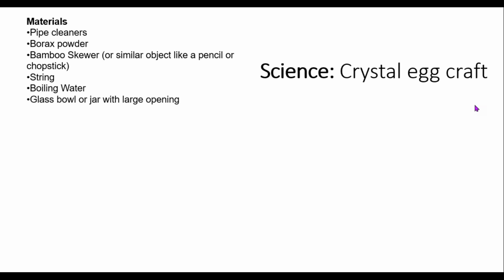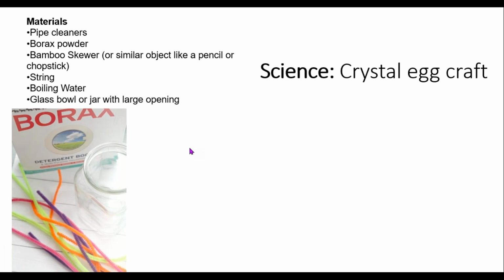You will also need a bamboo skewer or any kind of skewer. You can also use a pencil or whatever you have there. You will also need steaming, boiling water. It is very, very important that the water is boiling, and a glass bowl or a jar with a large opening. It is also very important that the mouth of your jar is wide enough for the decorations you're creating to fit. Now, I'm going to give you a very quick explanation of this.